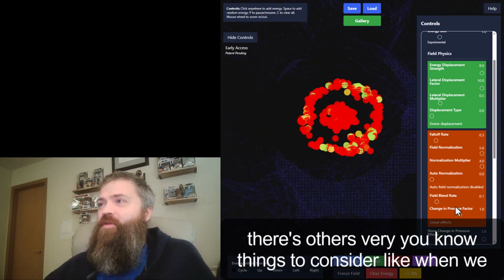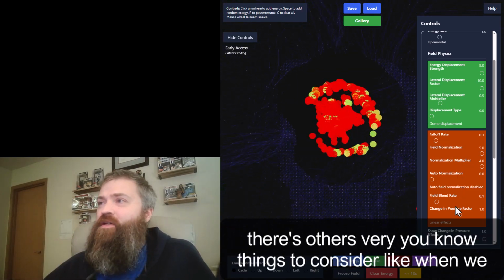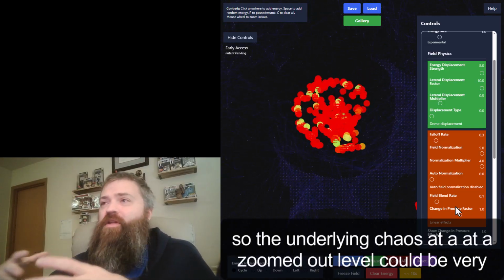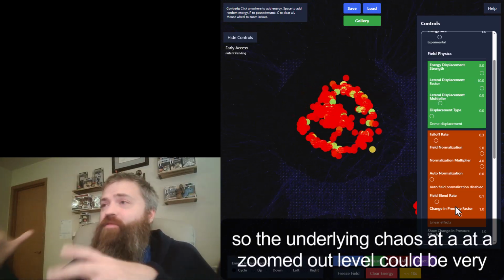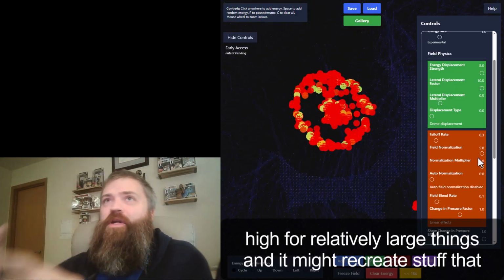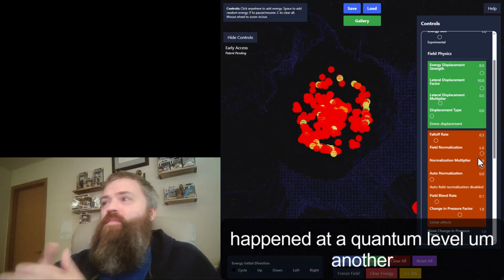There are other things to consider, like when we look at field normalization, it's really the underlying chaos. The underlying chaos at a zoomed out level could be very high for relatively large things, and it might recreate stuff that happened at a quantum level.